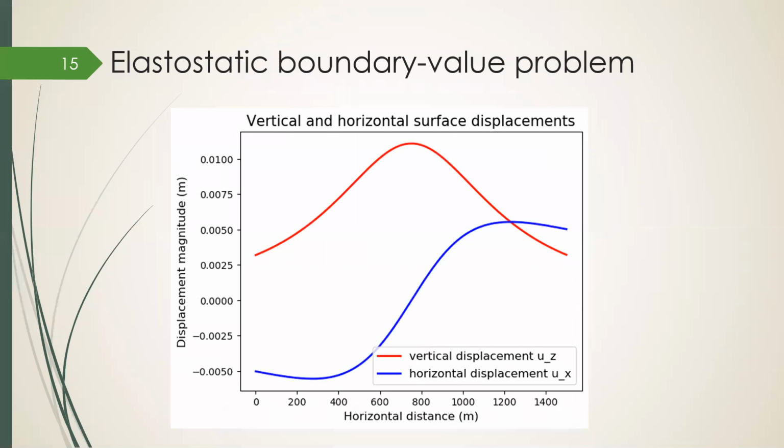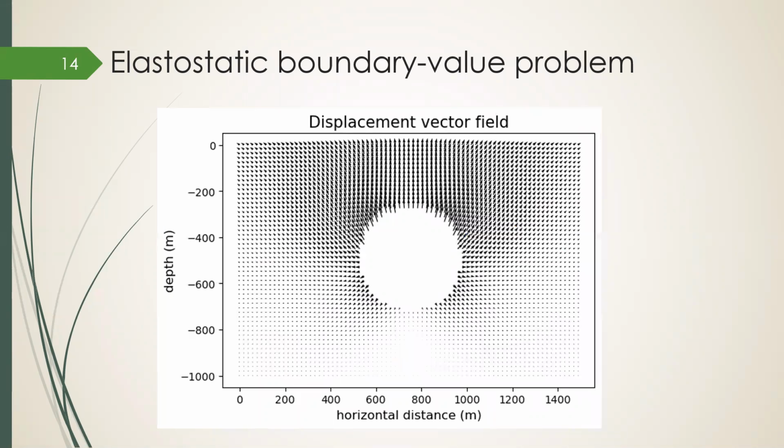So maybe first I'll show you this. The red curve is the vertical displacement, and the blue one is the horizontal displacement. Horizontal displacement is negative on the left side of the inclusion, obviously, because things are moving left, and positive on the right side because things are moving right. And we have an uplift. Nothing surprising, obviously, but the most important thing is this.